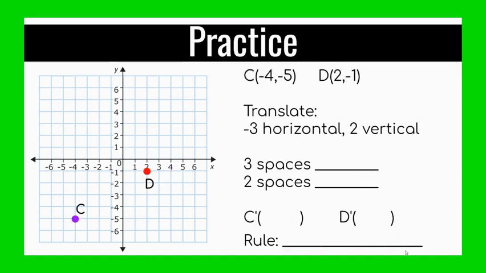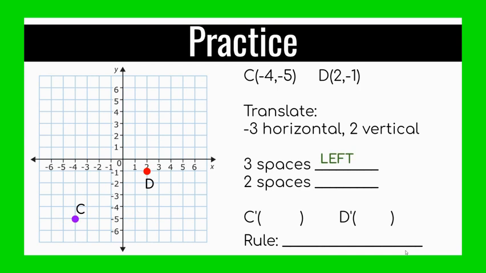Here's our next practice. We have C is at -4, -5, and D is at 2, -1. This time I'm going to translate -3 horizontal and 2 vertical. Remember, horizontal is in the x, and that means moving left or right. Since it is negative, I'm going to move 3 spaces left.